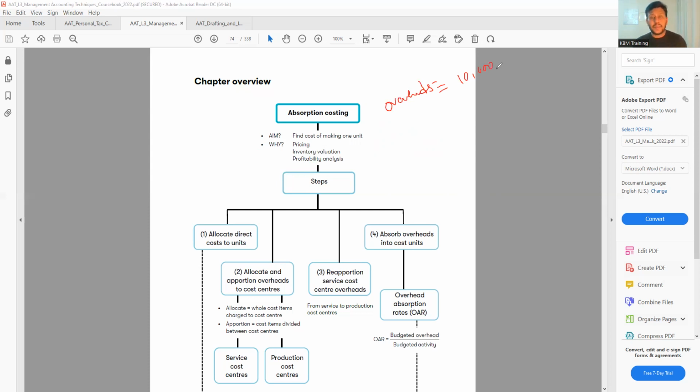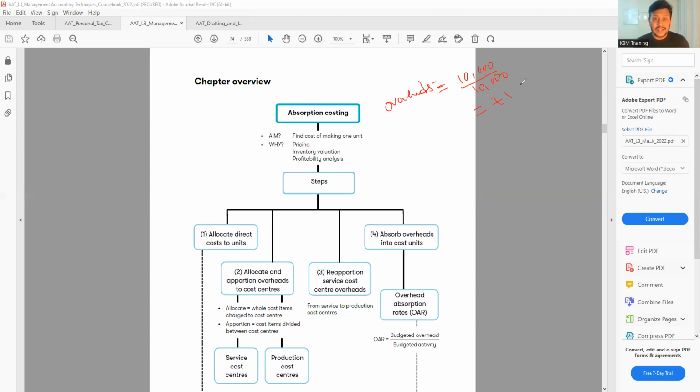And let's say we make 10,000 units. For example, you make 10,000 pens. So you have to divide by the 10,000 units. So overhead per unit will be £1. This is a simple calculation. So all the overhead, I have to split over the units, because at the end, all the cost will go to every single unit.